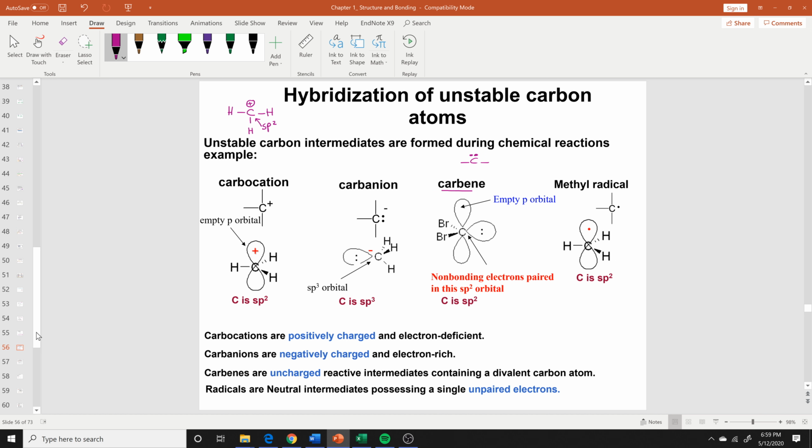Now in this slide, what I am up to here is showing you all the unstable intermediates that normally we go with when we do any organic reaction. We might go into a carbon with a positive charge, carbocations, or carbanions, or even carbenes or methyl radicals. All of these are unstable intermediates. You have to know their hybridization.